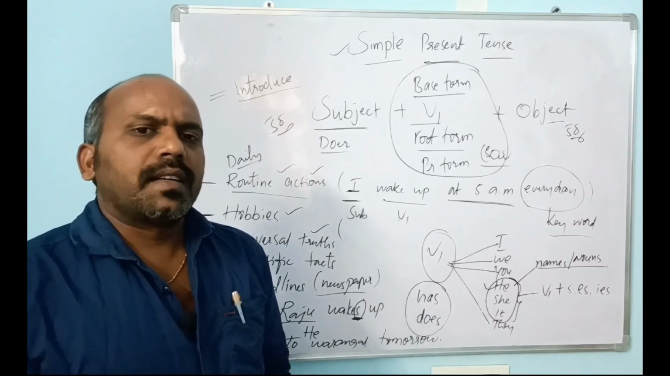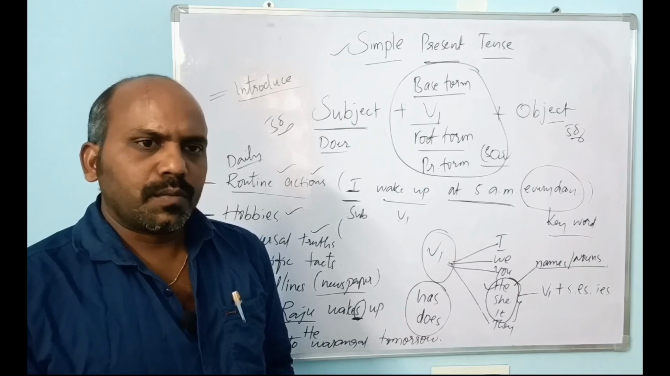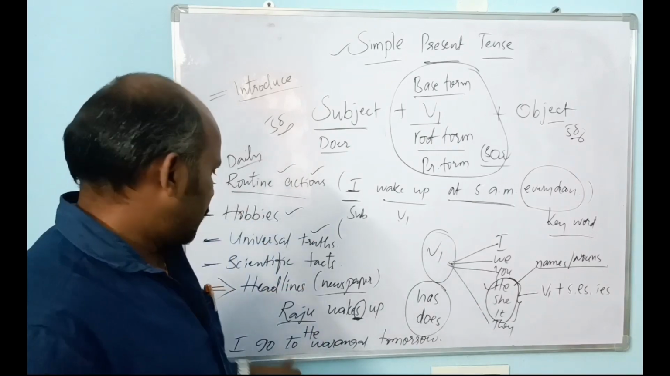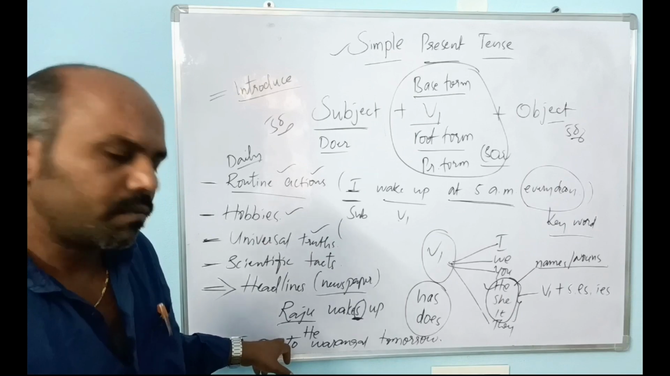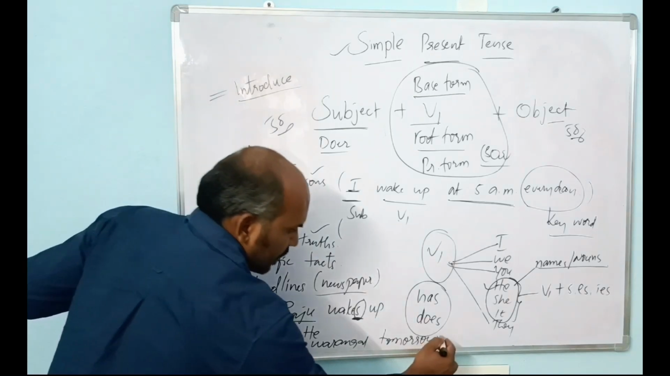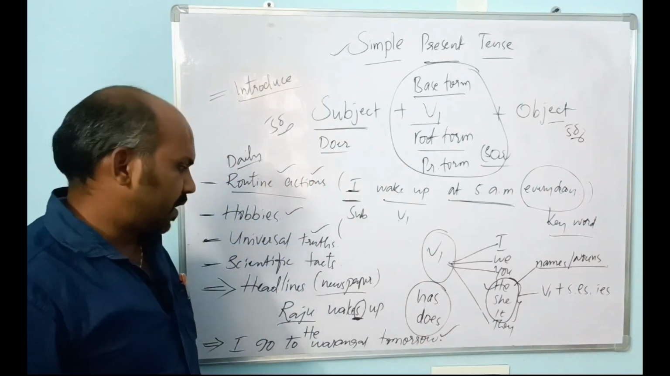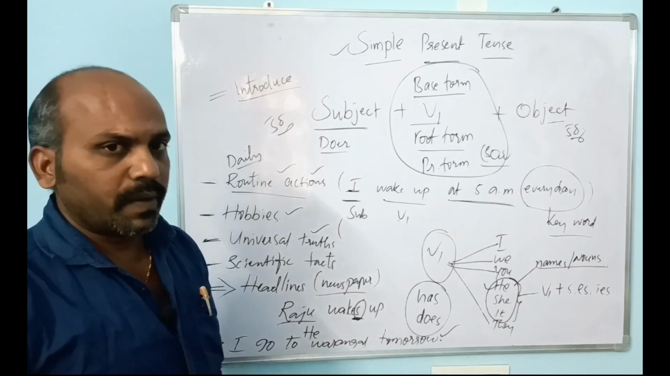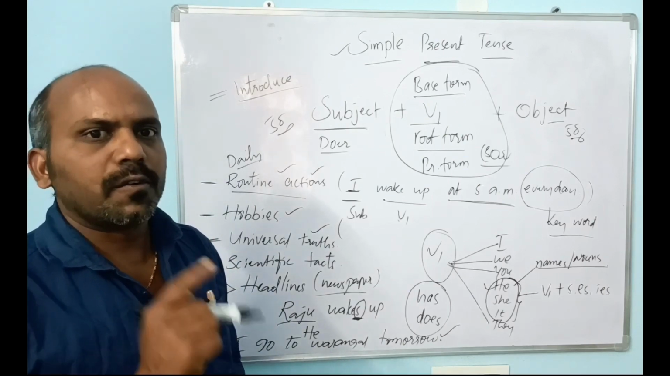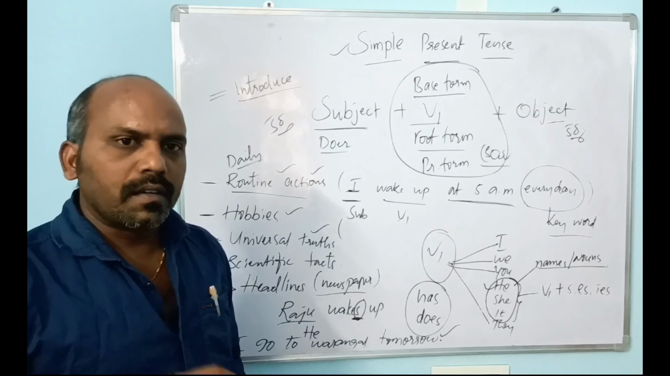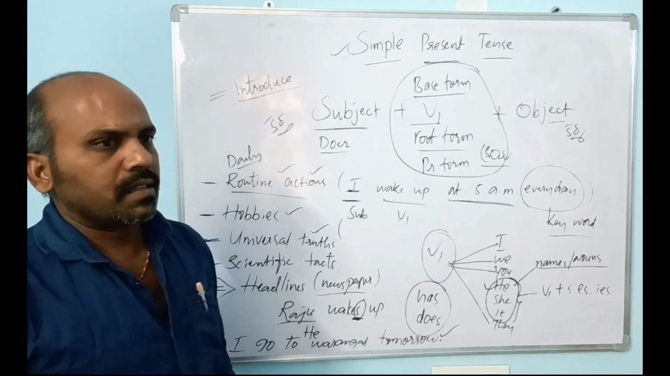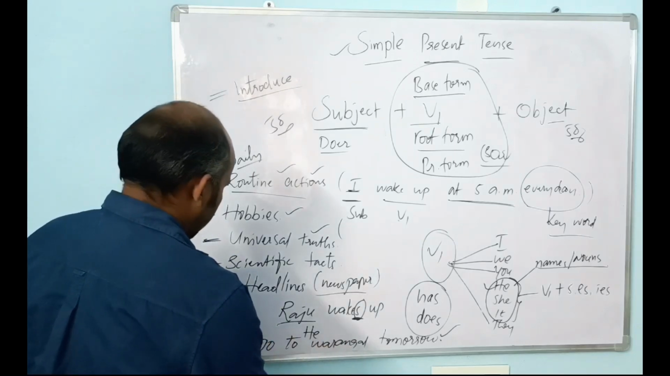And if it is a planned action, tomorrow's plan, and there is no chance to miss it, then we have to express tomorrow's planned actions, or future planned actions, in simple present tense.